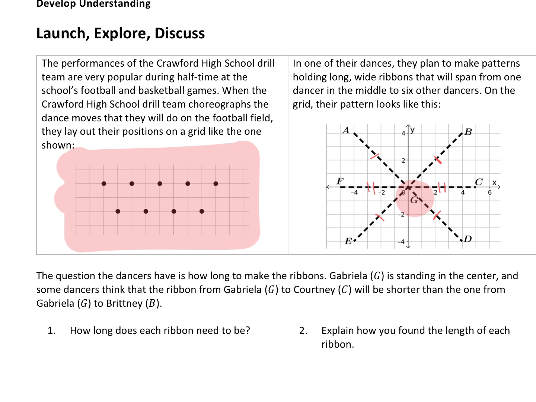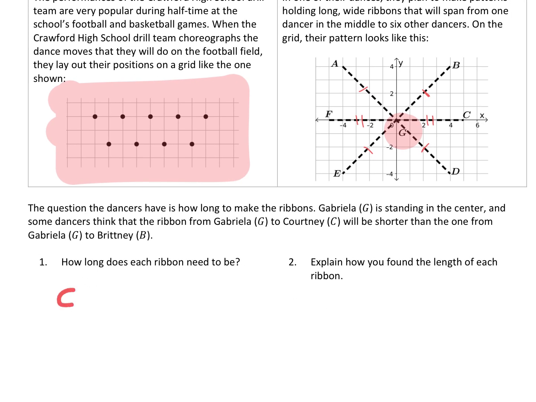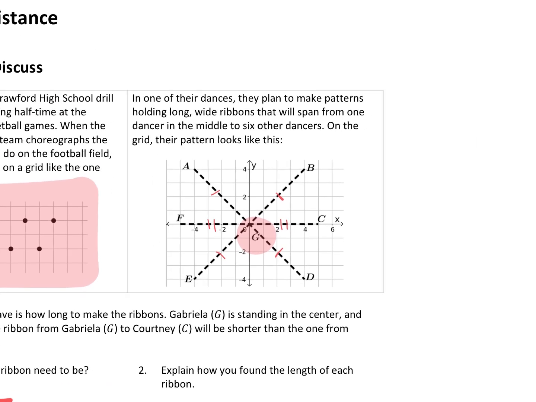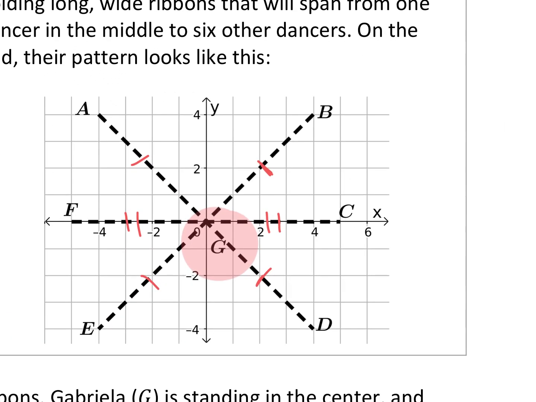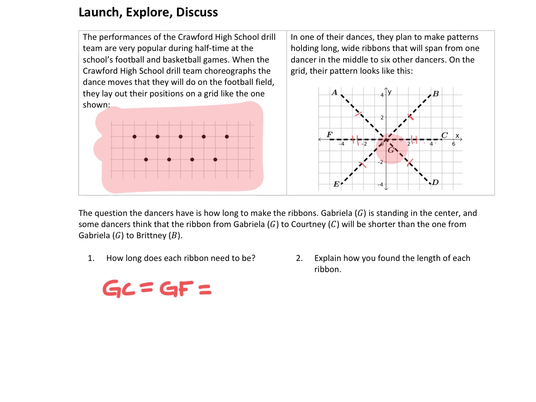Okay. So the easy ones to find are the horizontal ones. From Gabriella to Courtney, it looks like it's the same length as from Gabriella to Felicity. And we can literally just count that. Let me zoom in right here. That's going to be 1, 2, 3, 4, 5 boxes. And let me just say that's like 5 feet. Okay. So that is 5 feet.